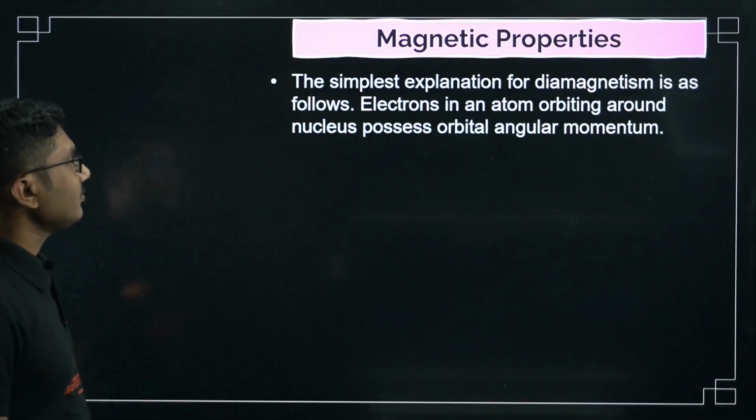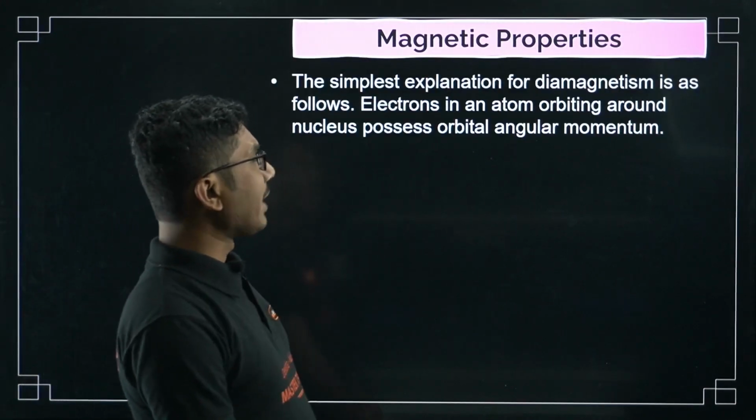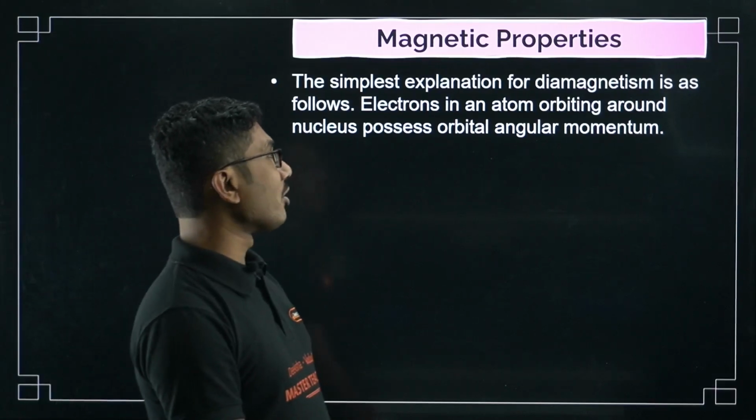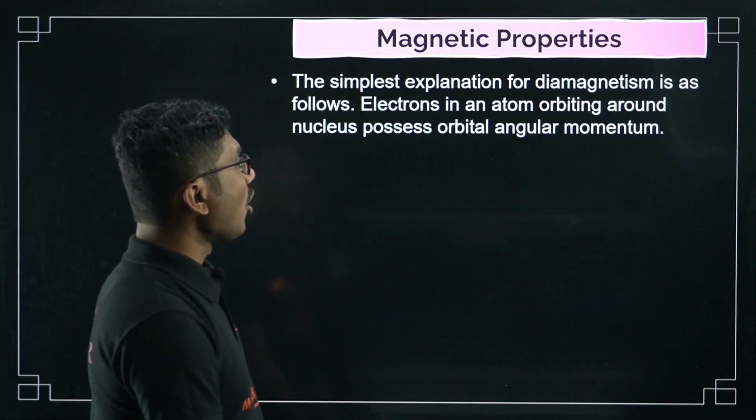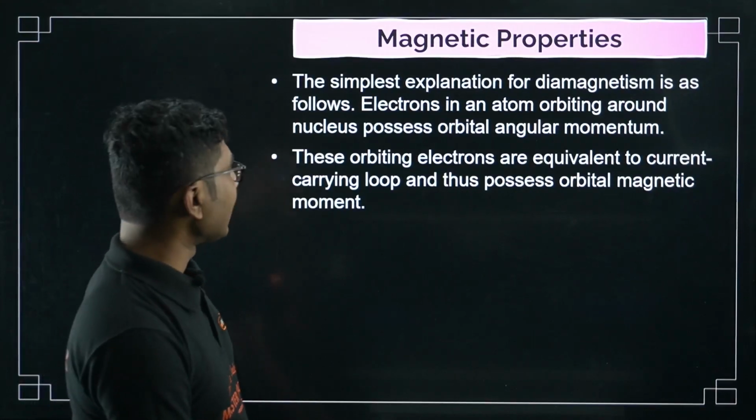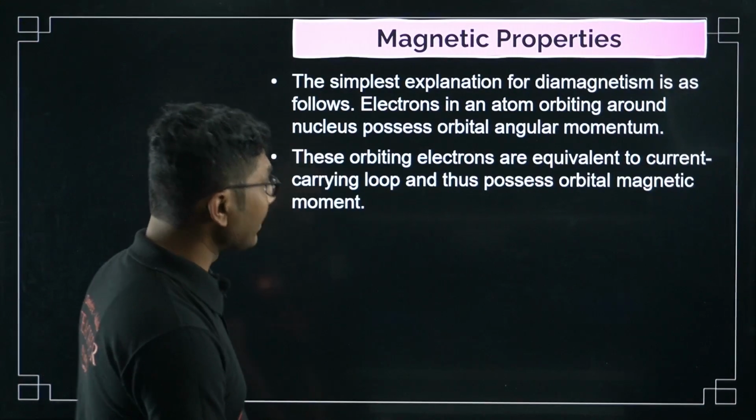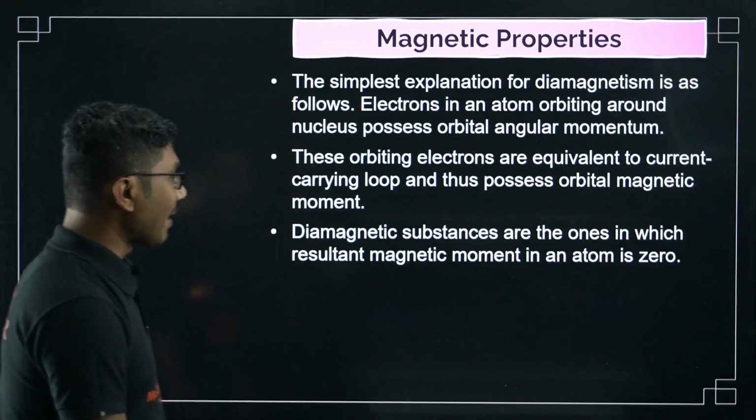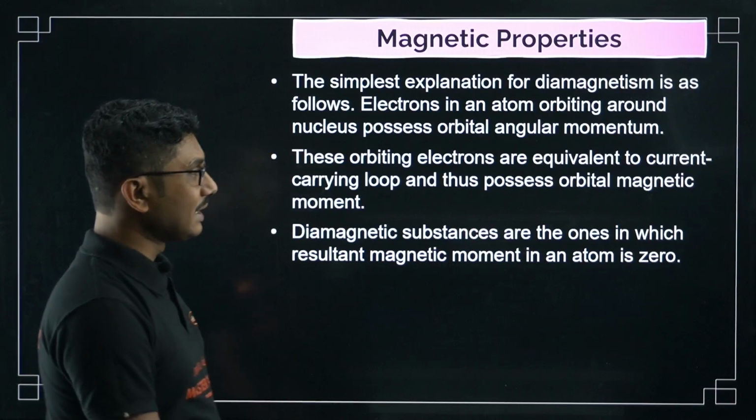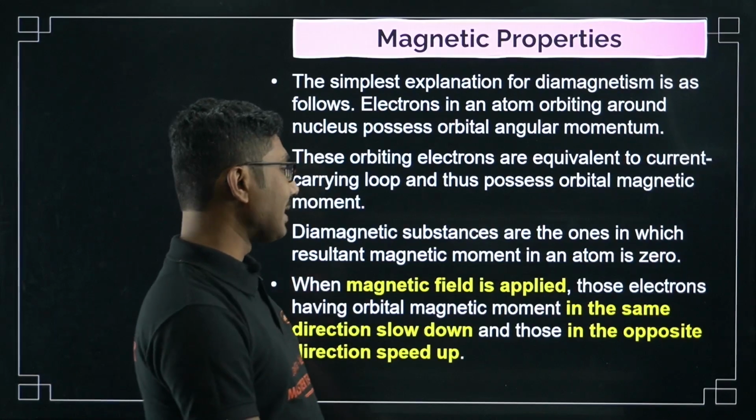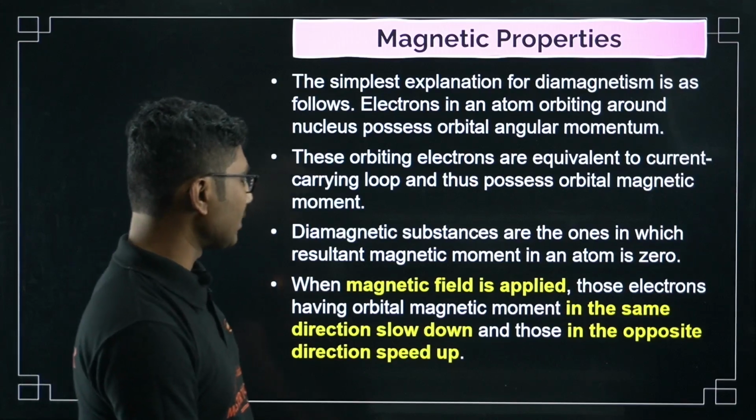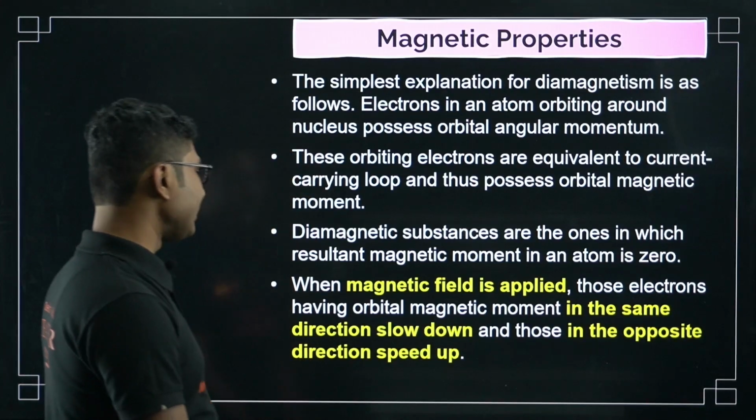Next, the simplest explanation for magnetism is as follows. Electrons in an atom orbiting around the nucleus possess orbital angular momentum. These orbiting electrons are equivalent to a current carrying loop and thus possess an orbital magnetic moment. Diamagnetic substances are the ones in which the resultant magnetic moment in an atom is zero. When a magnetic field is applied, electrons having orbital magnetic moment in the same direction slow down, and those in the opposite direction speed up.